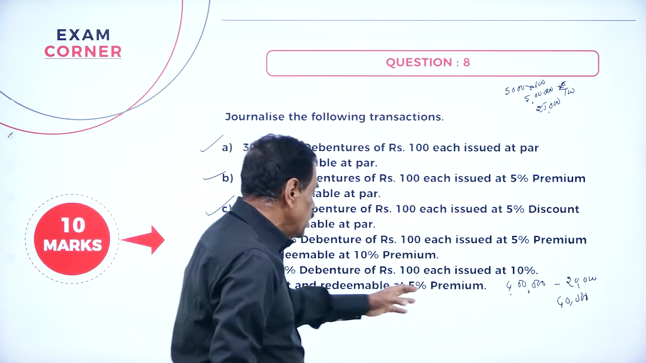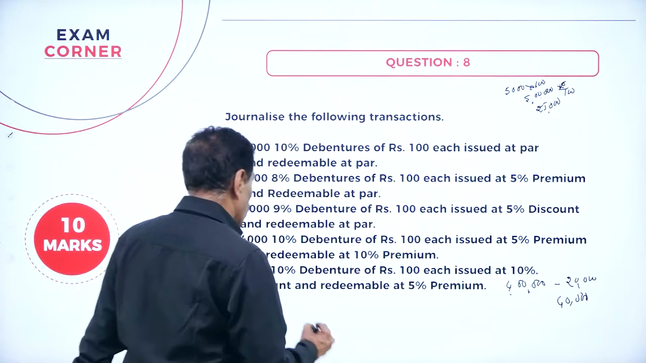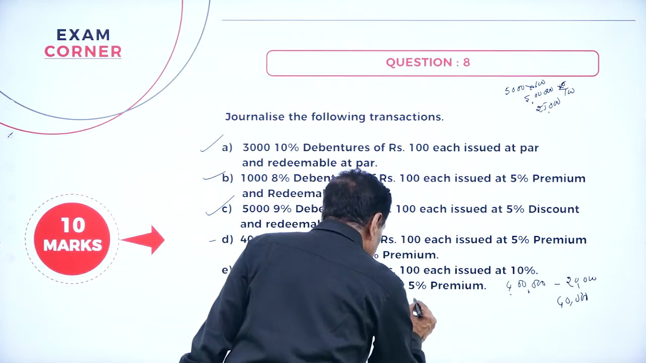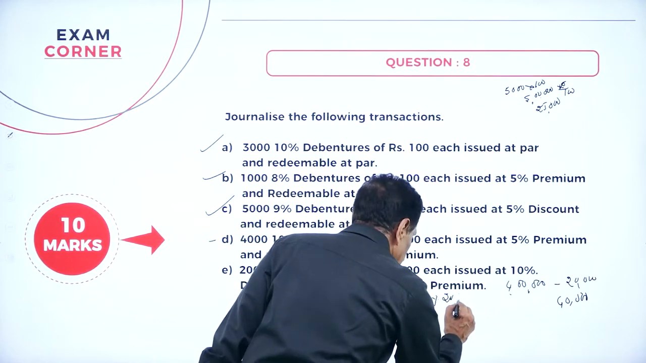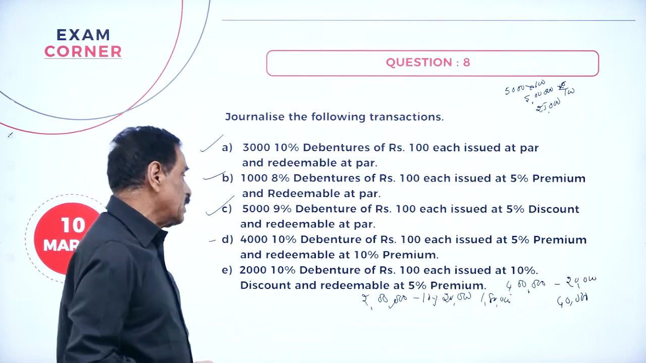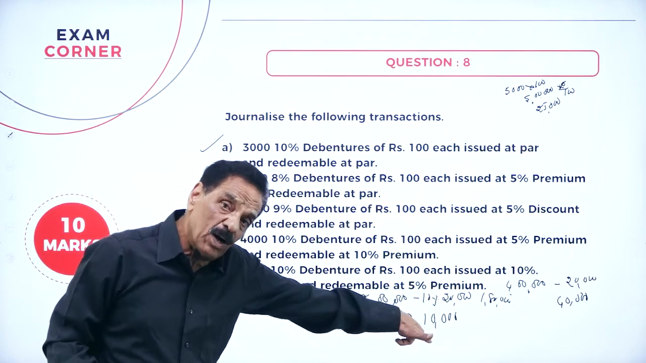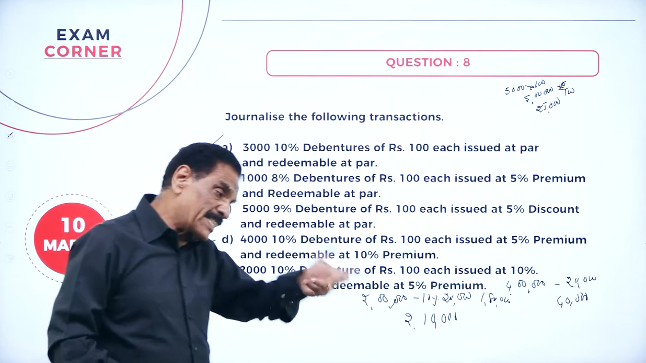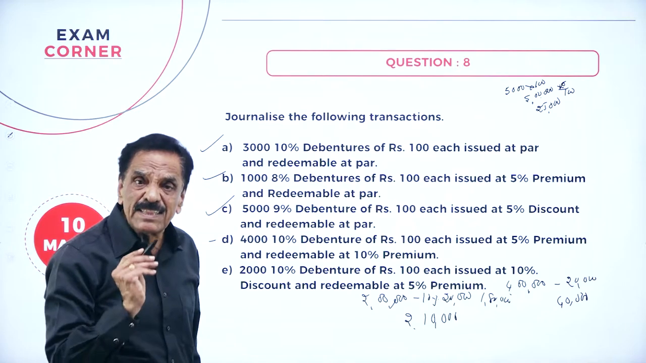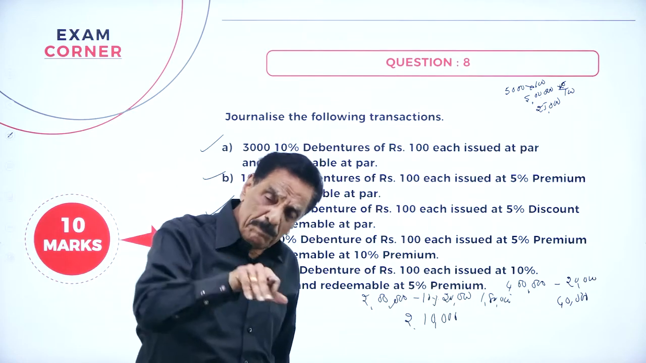10% debentures of rupees 100 each, issued at 10% discount and redeemable at 5% premium. So 2,000 into 100 is 2 lakh. Issued at 10% discount, 20,000 gone. How much are you receiving? 1,80,000. But redeemable at 5% premium, 5% of 2 lakh is 10,000, so you are going to pay 2,10,000. You took at a discount, redeemable at a premium. You took at 1,80,000, payable 2,10,000. How much did you pay extra? 30,000. That is a loss on debenture.